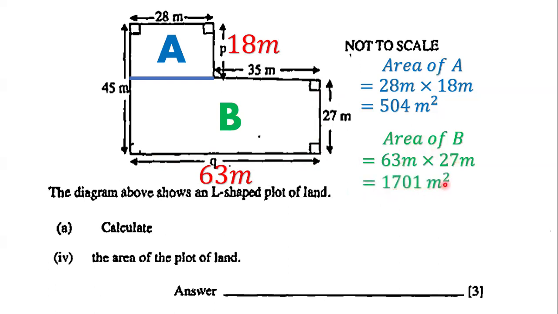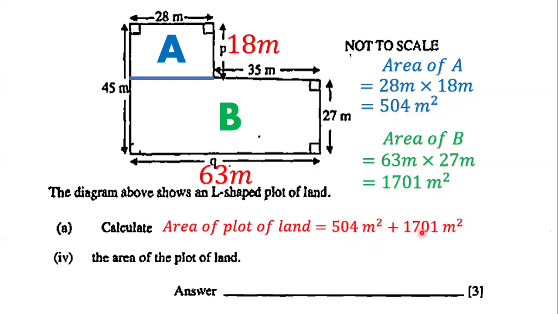1,701 meters squared. And so the area of A is 504 meters squared, and the area of B is 1,701 meters squared. If we add those two together, we get 504 meters squared plus 1,701 meters squared, which is 2,205 meters squared. And so the area of this plot of land is 2,205 meters squared. And that's the answer to this question.